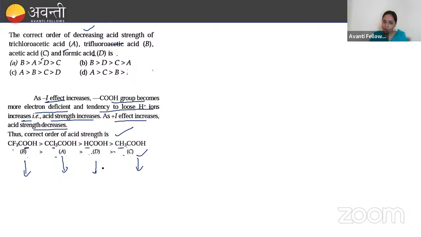Do you get the idea now? Two problems we have solved here about the acidic strength, how it decreases and how it increases. With a withdrawing group, minus I will be more, the COOH group becomes more electron deficient because it withdraws the electrons. So H plus thinks that it can leave this position and go to another molecule, and the acid which can donate hydrogen very easily is a good acid, right?